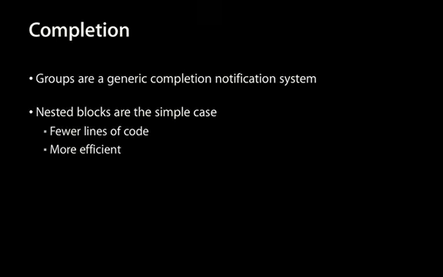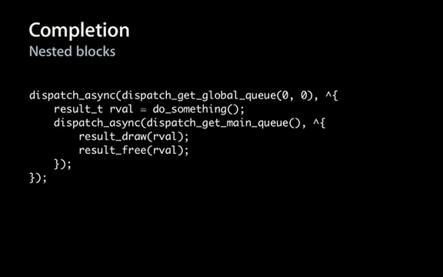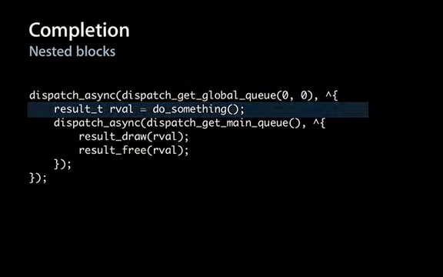So completion. Groups are a generic completion notification system. However, we'd like to remind you of something we just saw earlier in the talk, which are called nested blocks. It can be fewer lines of code, and it can be more efficient. So what was it that we saw earlier in the talk? We saw a dispatch group async to a global queue. We then saw some work done inside the block.